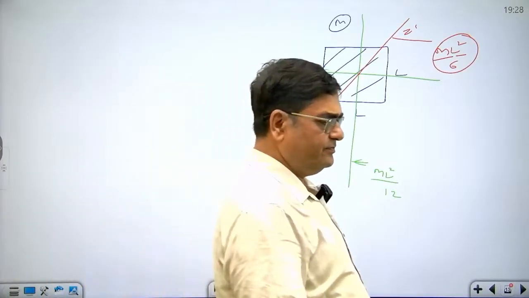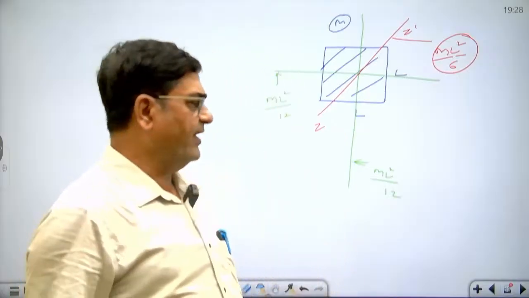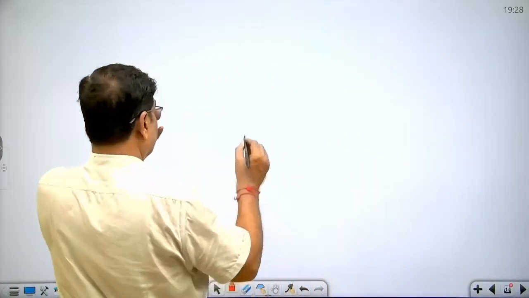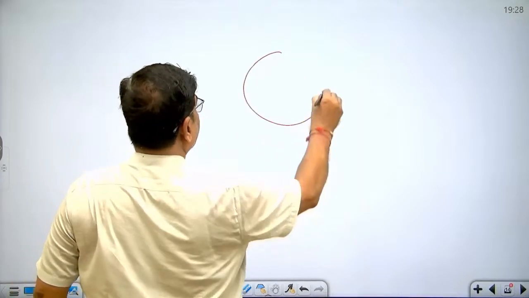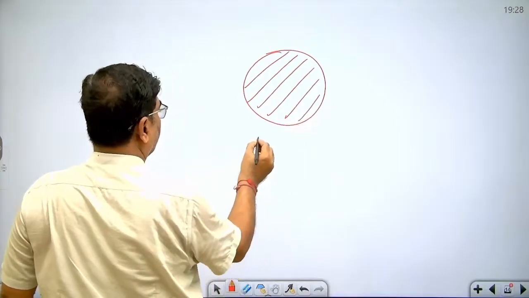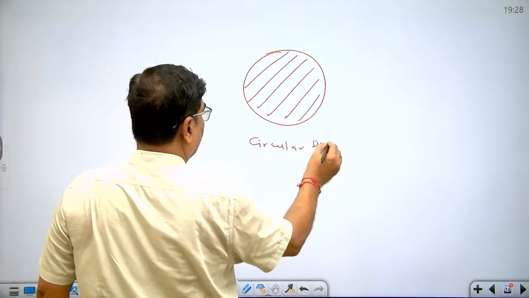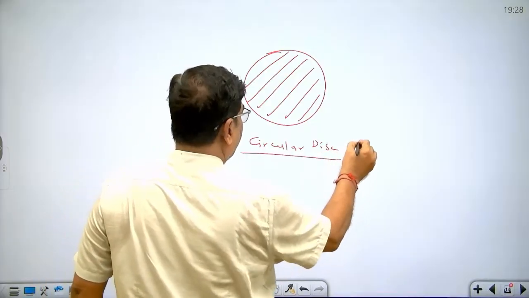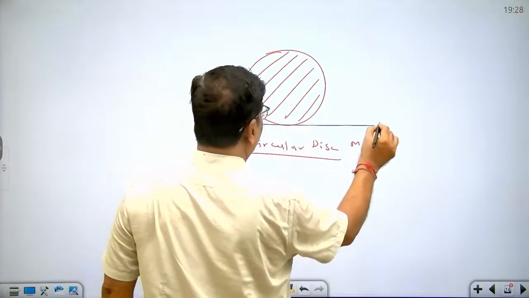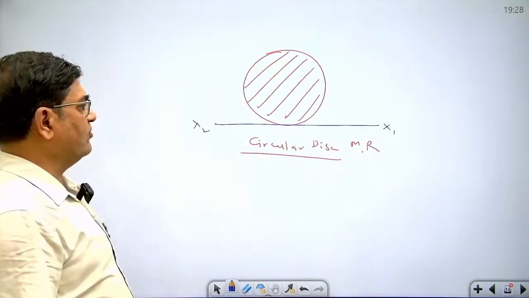So dear student, let's see one important question, how to transfer the value of moment of inertia, how to use the parallel axis theorem. Suppose this is the case of a circular disc of mass m and radius r. We have to determine the moment of inertia about an axis passing through one point at its periphery and lying in its own plane.